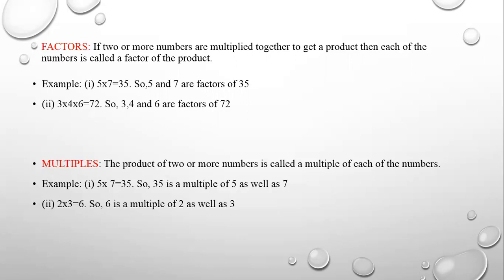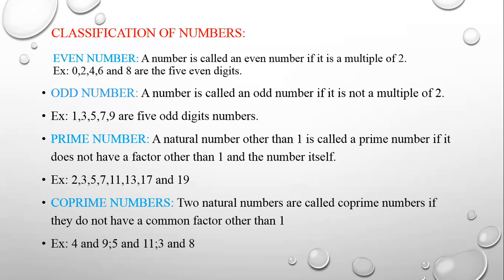Next, every number has countless multiples. What is the reason? Because every number can be multiplied by countless natural numbers. Like if you see the multiples of 2, they are 2 into 1, 2 into 2, and so on.